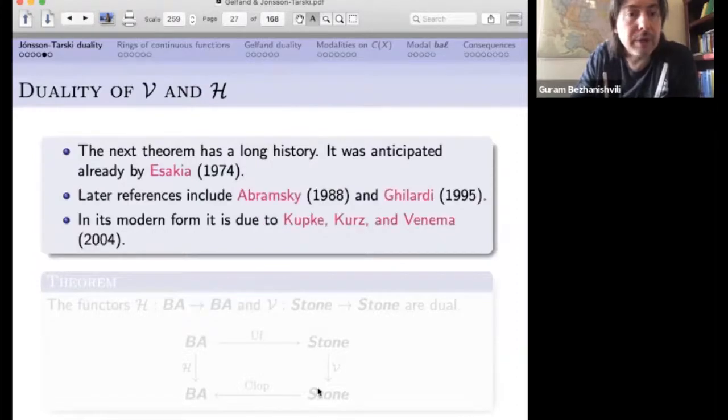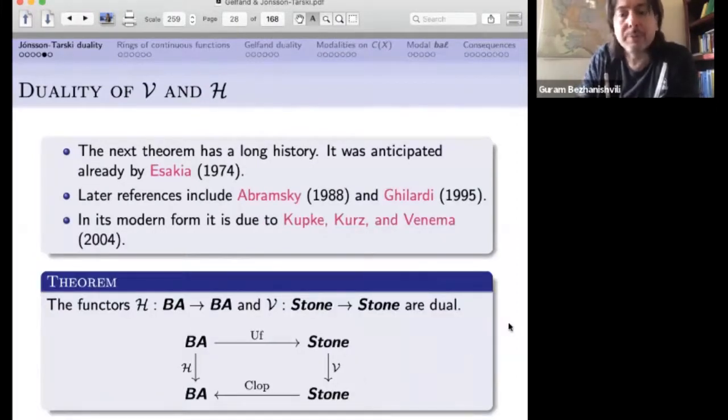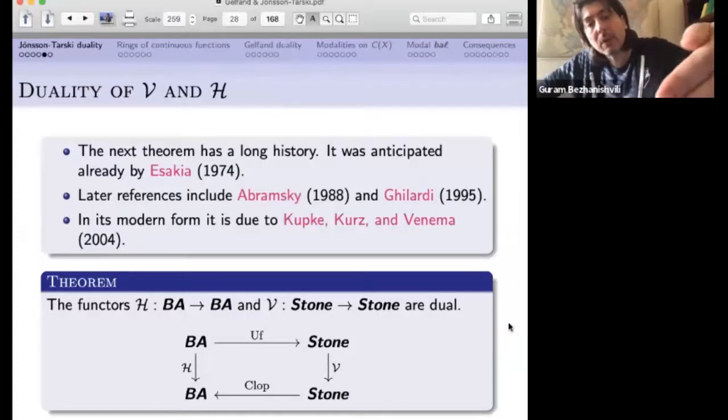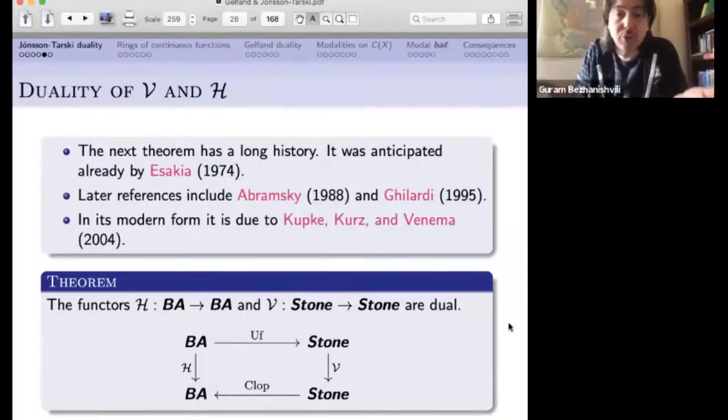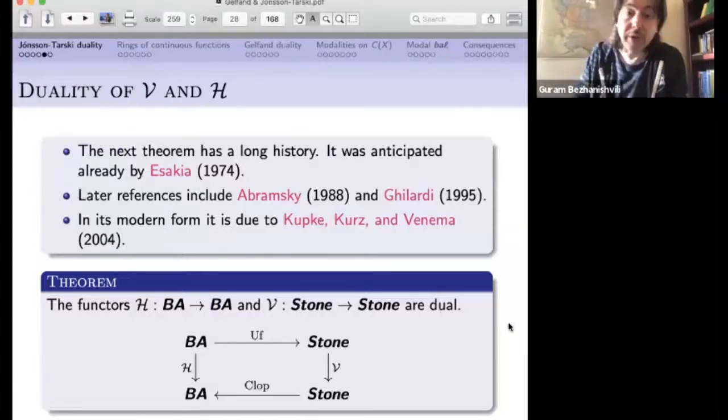And then we obtain this theorem that Stone duality between Boolean algebras and Stone spaces leads to duality of the corresponding functors. And on the topology side, you have this functor V, the Vietoris functor. And on the algebra side, you get your functor H, which is this free endofunctor that I just described to you.